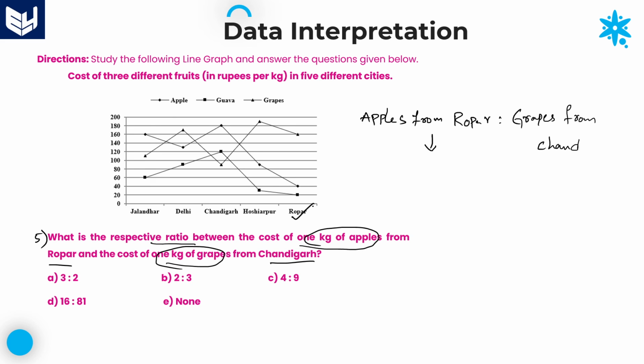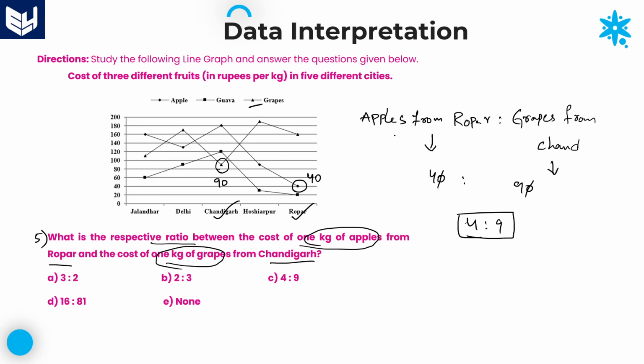First Ropar is this one and Chandigarh is this one. From Ropar you need to take apples. Apples is rhombus shape, that is this value. Here this value is exactly 40 rupees per kg. Whereas coming to grapes from Chandigarh, grapes are triangle shape. Here it is, this is a triangle, right? And this value is between 80 and 100. Therefore it is 90. Now you need to cancel 0 and 0. Therefore the required ratio is 4:9. That is the answer for this question.